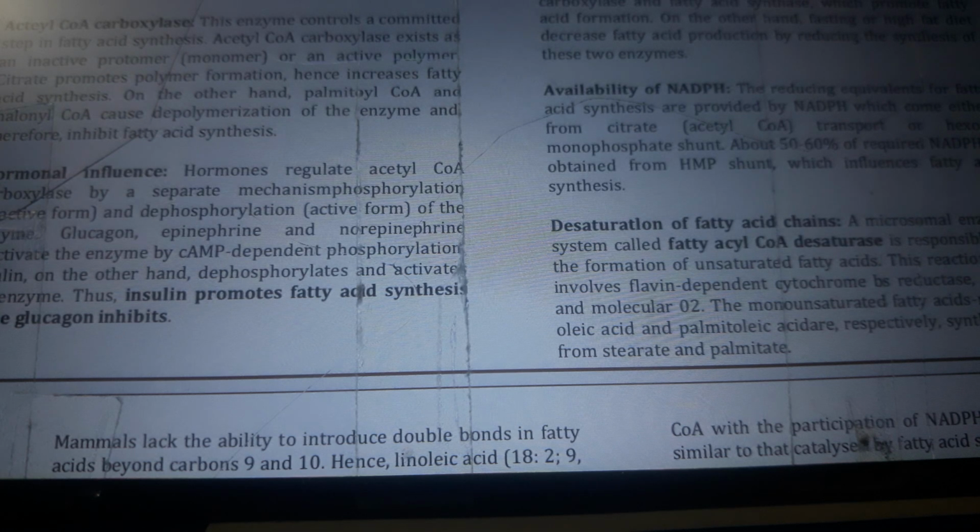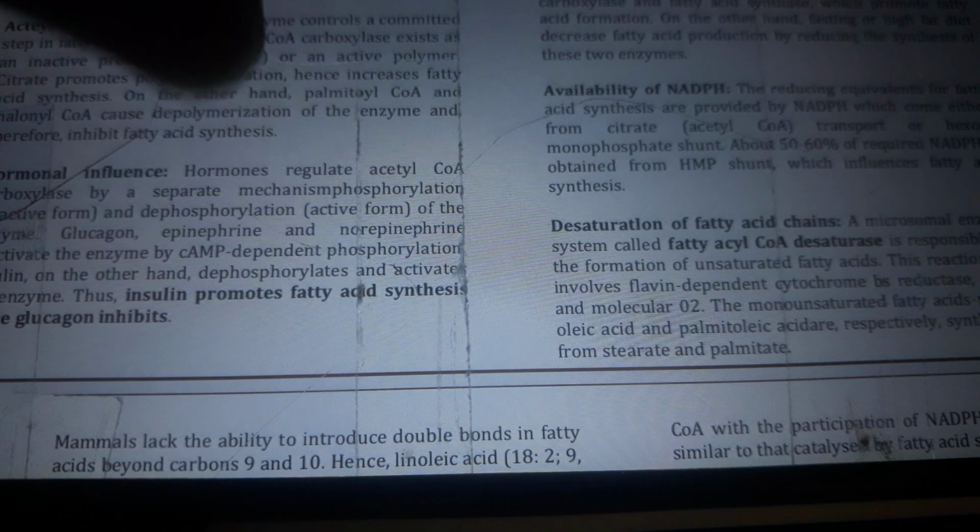Hormonal influence. Hormones regulate acetyl-CoA carboxylase by a separate mechanism, phosphorylation in the inactive form and dephosphorylation in the active form of the enzyme. Glucagon, epinephrine, and norepinephrine inactivate the enzyme by cAMP-dependent phosphorylation. Insulin, on the other hand, dephosphorylates and activates the enzyme. Thus, insulin promotes fatty acid synthesis, while glucagon inhibits it.